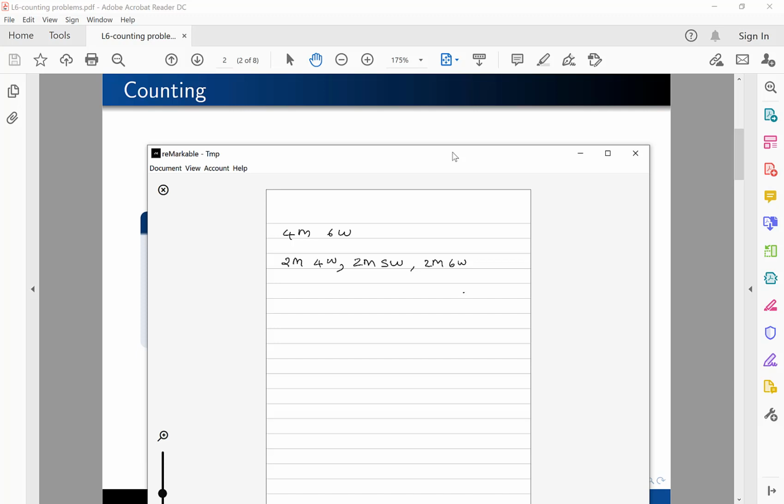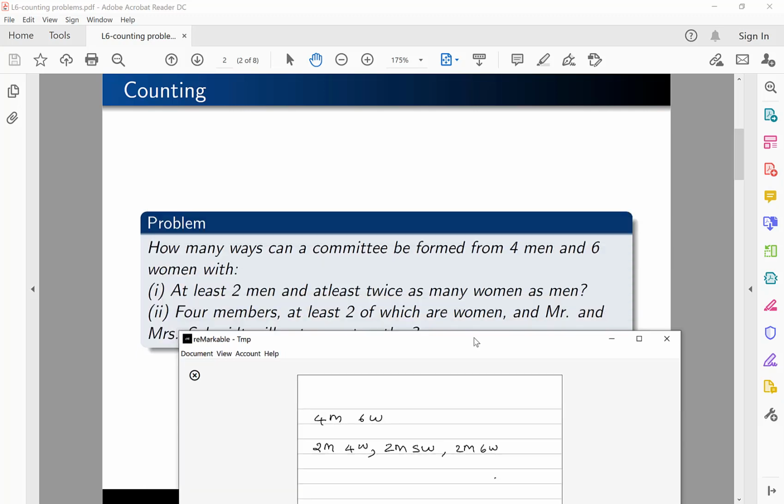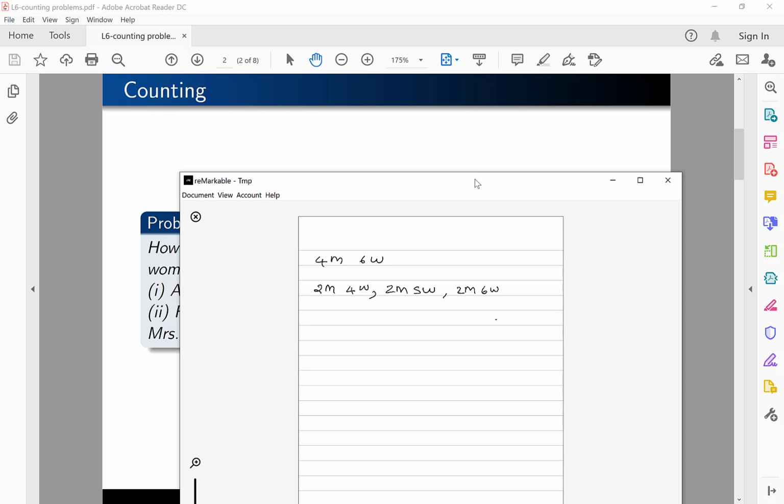The other possibility is, so remember it was at least 2 men, right? So it's possible that we have 3 men. So let me write it here. So it's possible that we have 3 men. If we have 3 men, then we have to have at least twice as many women. That's 6 women, right? So there are no more women, right? So we have total 6 women. So we are done with all of the women.